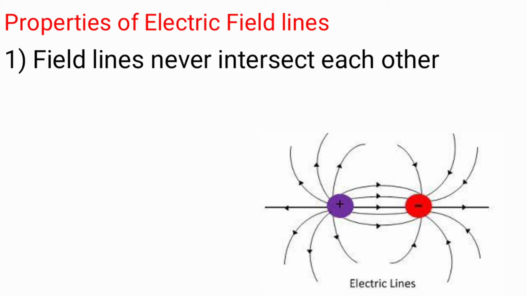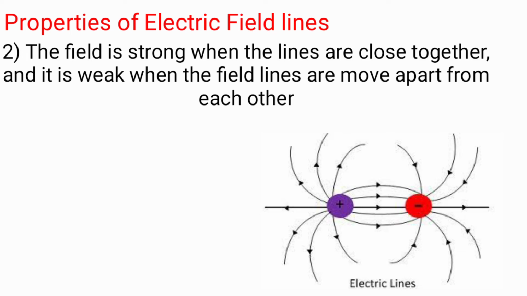The first one is that electric field lines never intersect with each other. You are observing in the diagram that no two lines intersect at any point. This is the first one. The second is that the field is strong when the lines are close together, and it is weak when the field lines move apart from each other. So the field will be strong when the lines get close. If the lines move apart, then it automatically gets weak. This is the second one.